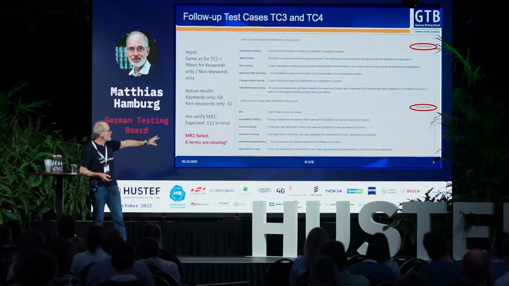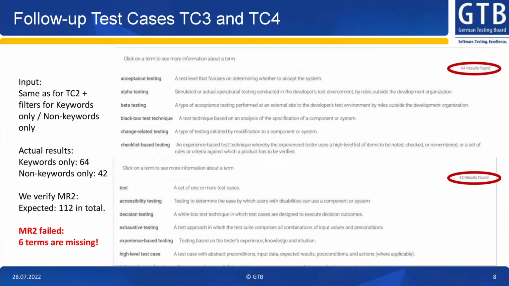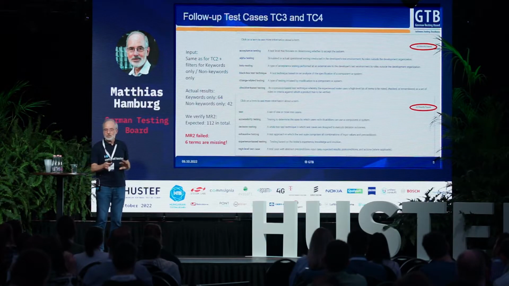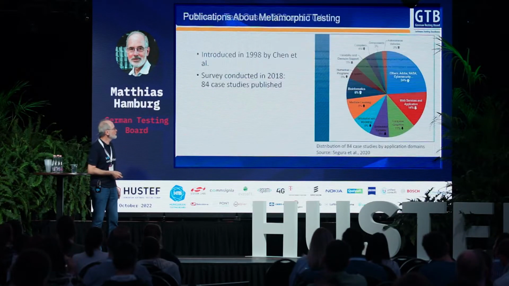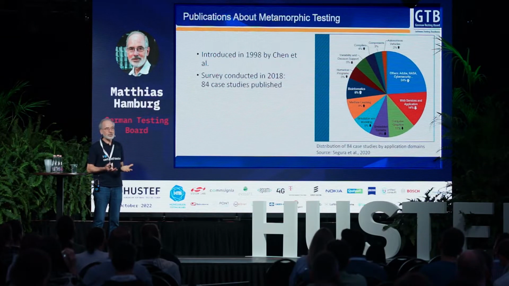So metamorphic relation 2 failed. And this is the test result. Metamorphic relation 2 is not fulfilled by our application. We can't say which of the 3 test cases failed. Actually, I went into debugging and found out that the 6 were missing in the keywords, but that's a different story. I don't have the time to explain it now. So this is how metamorphic testing works.